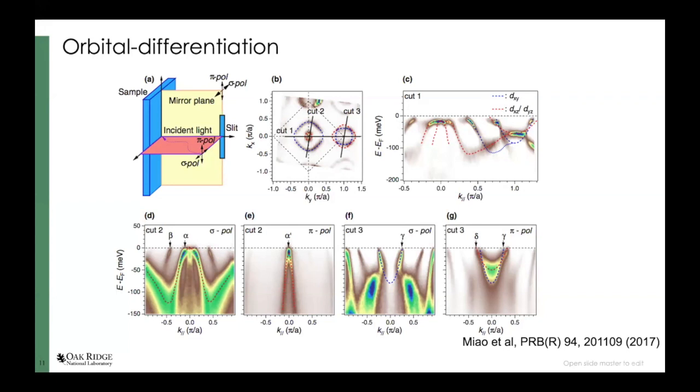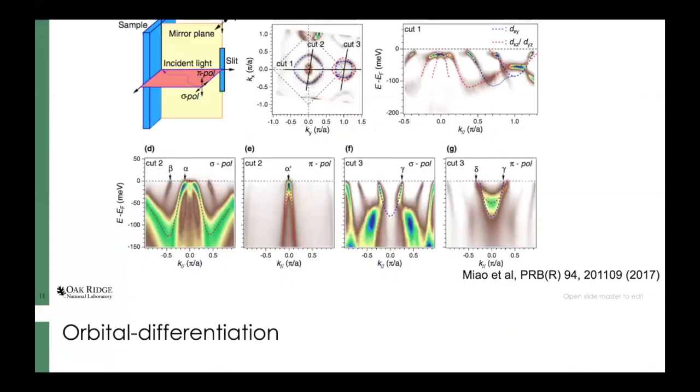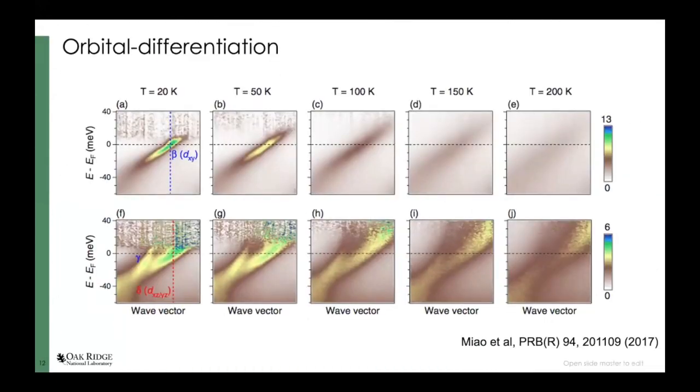Now, having established these orbital characters, then we can study the single particle response as a function of temperature. And you can see we choose two specific bands. One is the beta band, which has DXY orbital character, and the other, the delta band, which has primarily the DXZ and DYZ orbital characters. So you do see as we increase temperature, the intensity of the band keeps decreasing.